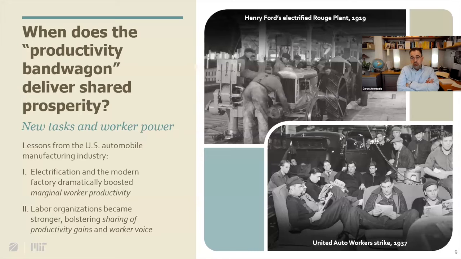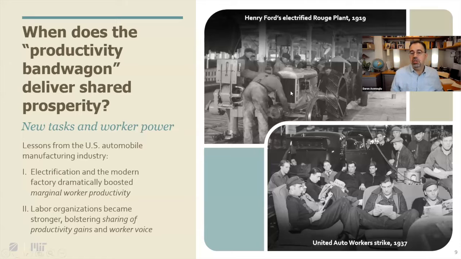So I think we need to have a holistic interpretation of how growth was shared in the decades that I showed you the data for. In fact, starting from early on in the 20th century, and why that shared prosperity model broke down. And that's exactly the point that Markus already anticipated: we really need to understand what are the pillars that support the productivity bandwagon. And I think you can see them in the auto industry in the very early decades of the 20th century. And I would say the keys are new tasks and worker power.